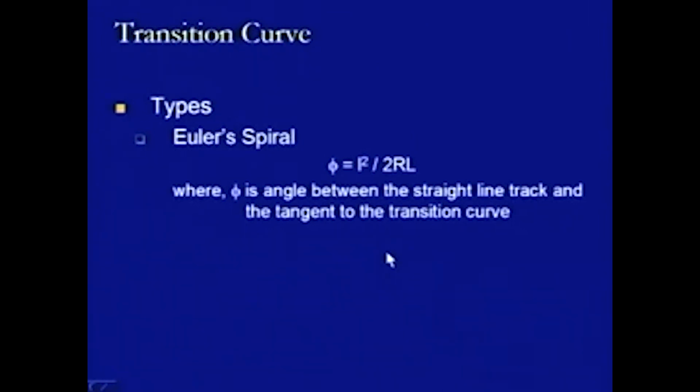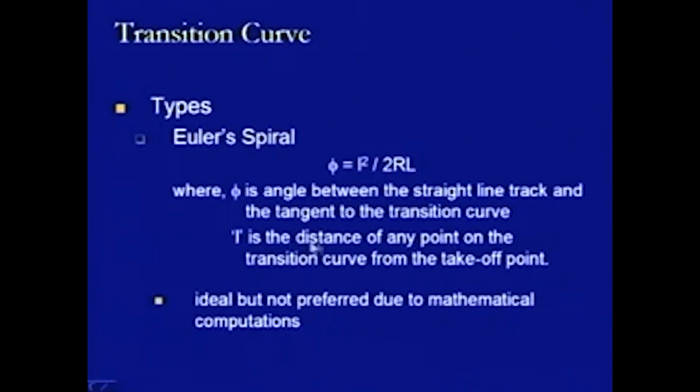So, whatever straight line track is provided, and the transition curve which is coming out of that straight section, if we make a tangent on that one, then the angle made between the tangent and the straight is phi, and this is computed using this equation, where small l is the distance of any point on the transition curve from the takeoff point. So, from where this transition curve is starting, the distance taken on the transition curve is defined as small l, where R is the radius and L is the overall length to be provided of the transition curve.